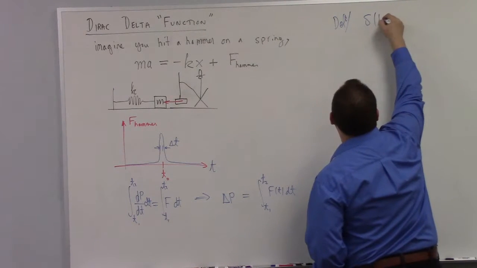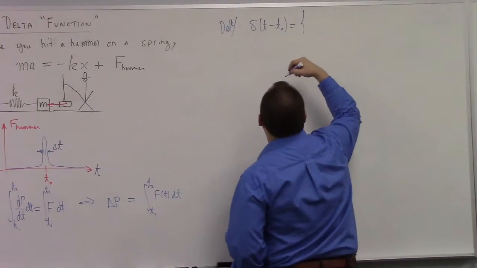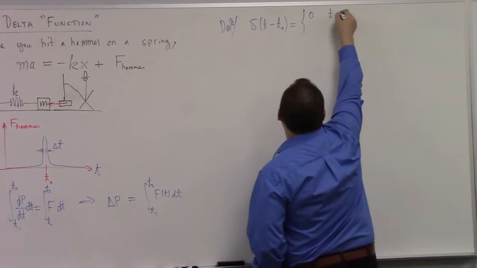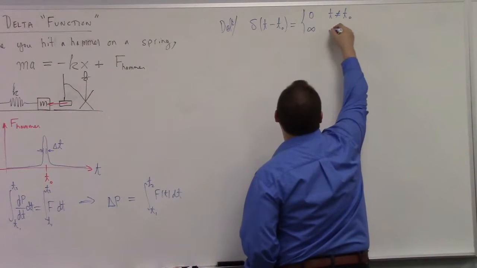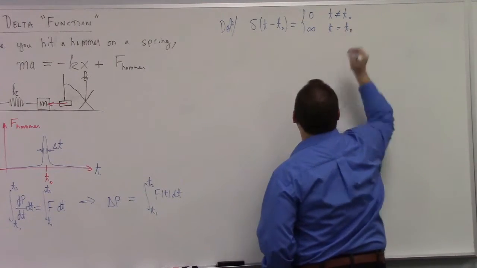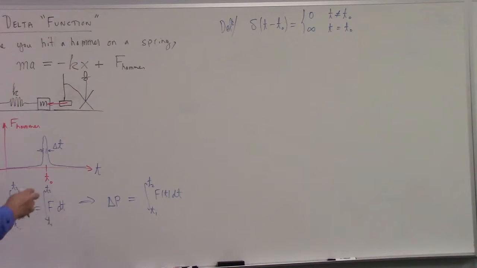Delta, and this is sort of an informal definition. You'll have to forgive me for this. It's 0 if t is not equal to t naught, and it's infinity if t is equal to t naught. All right, a little bit weird. But that's just taking this to the extreme.